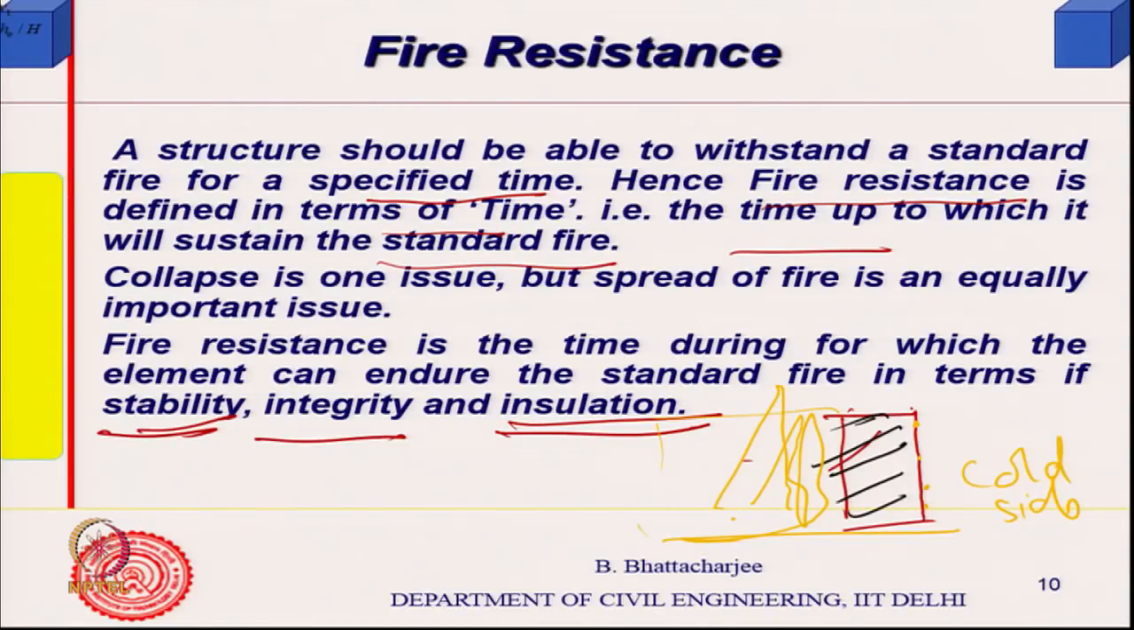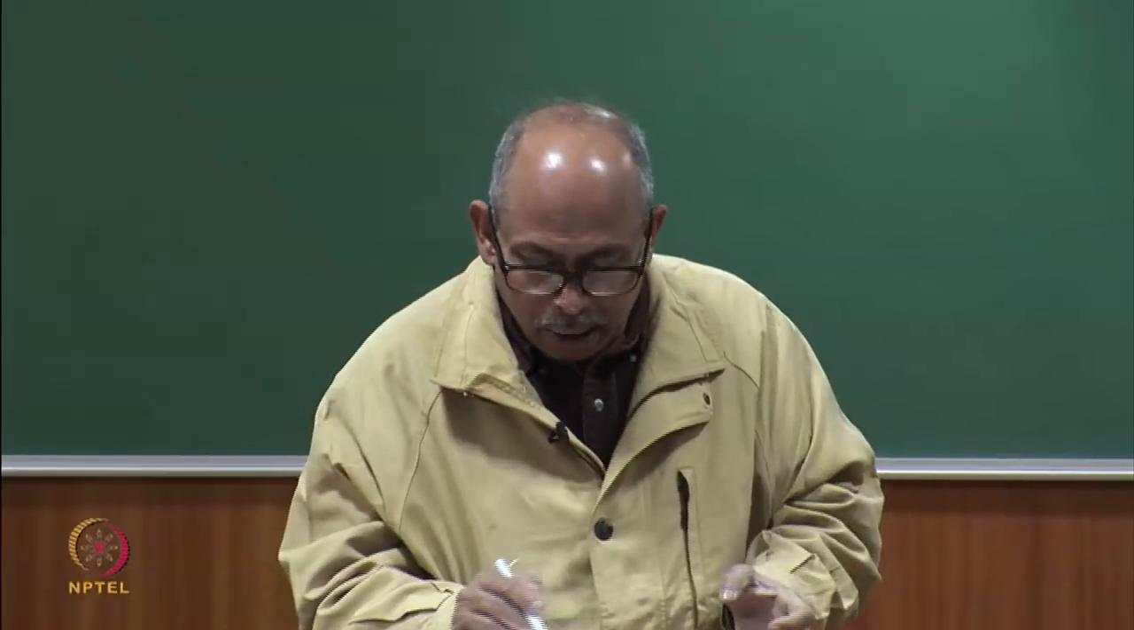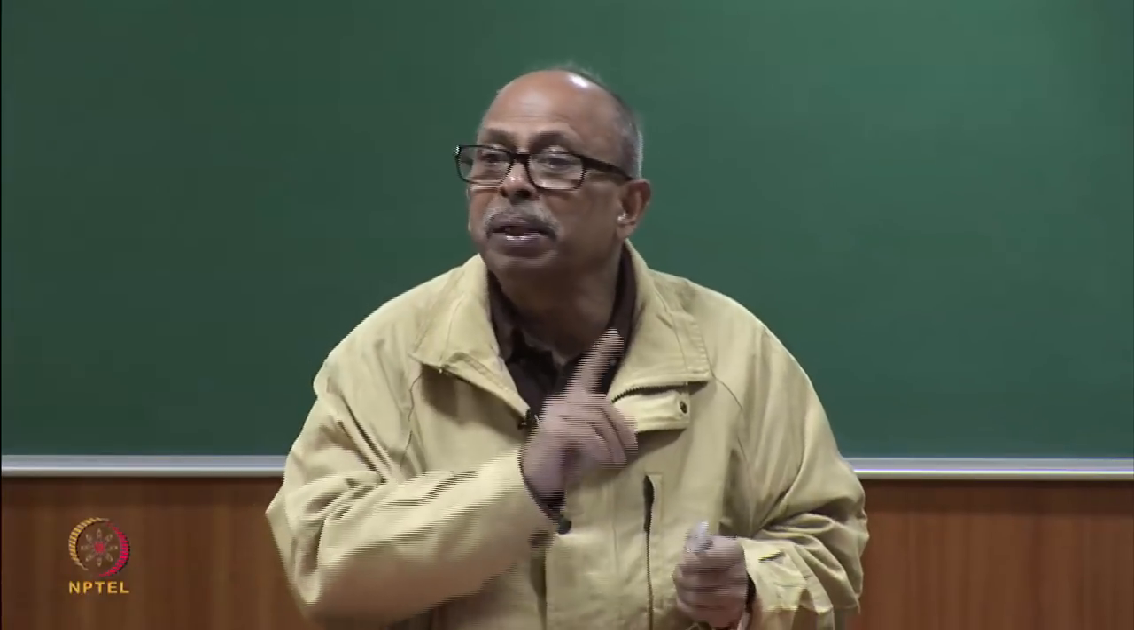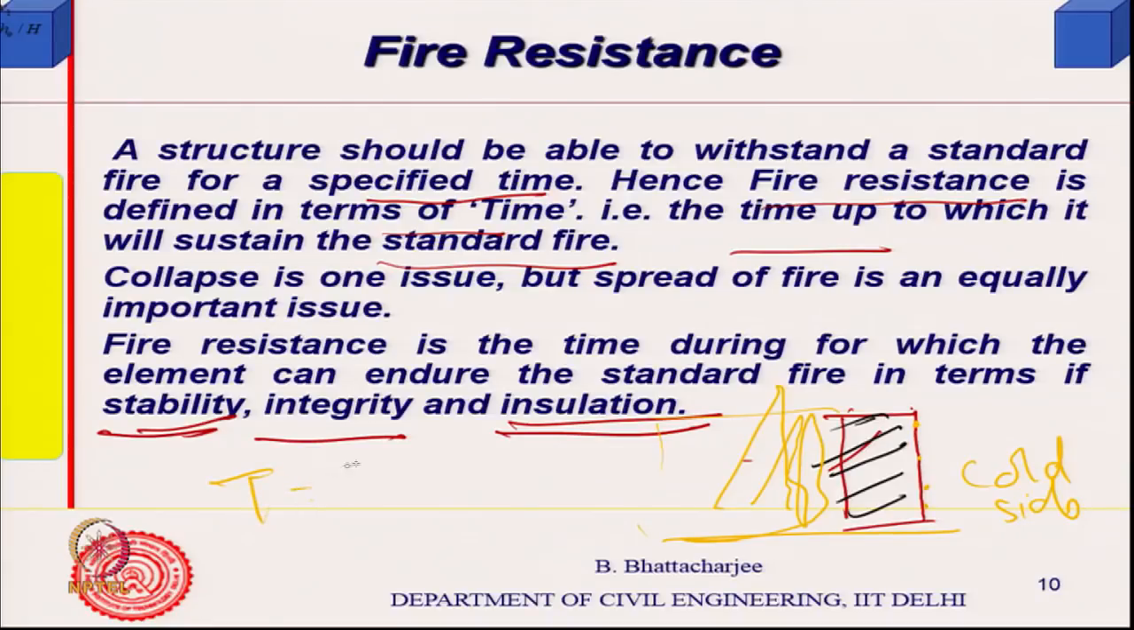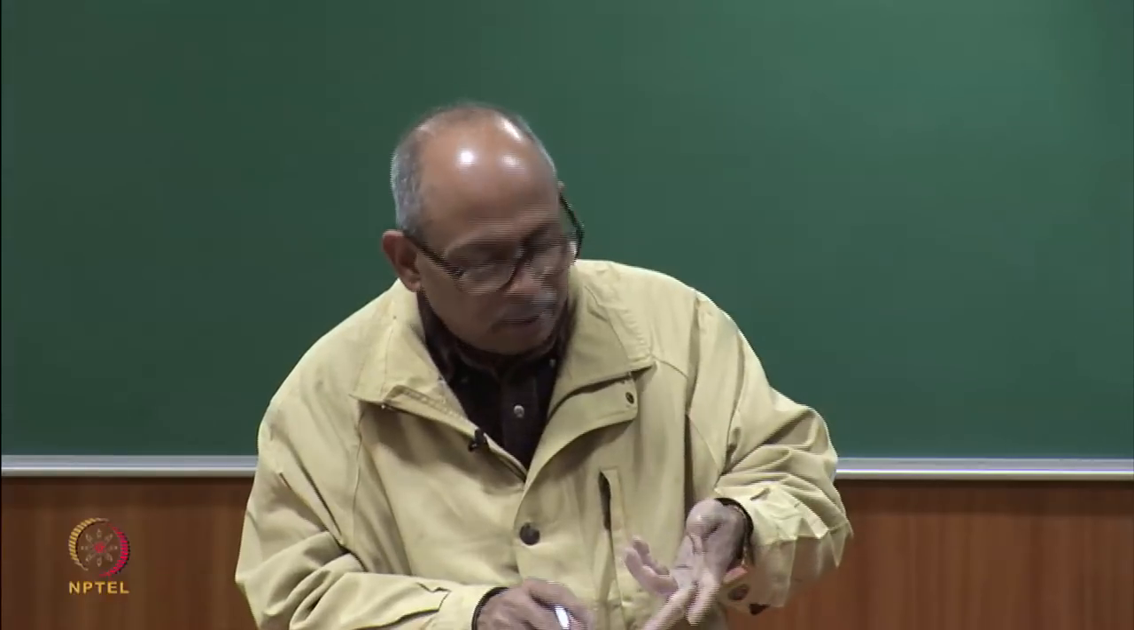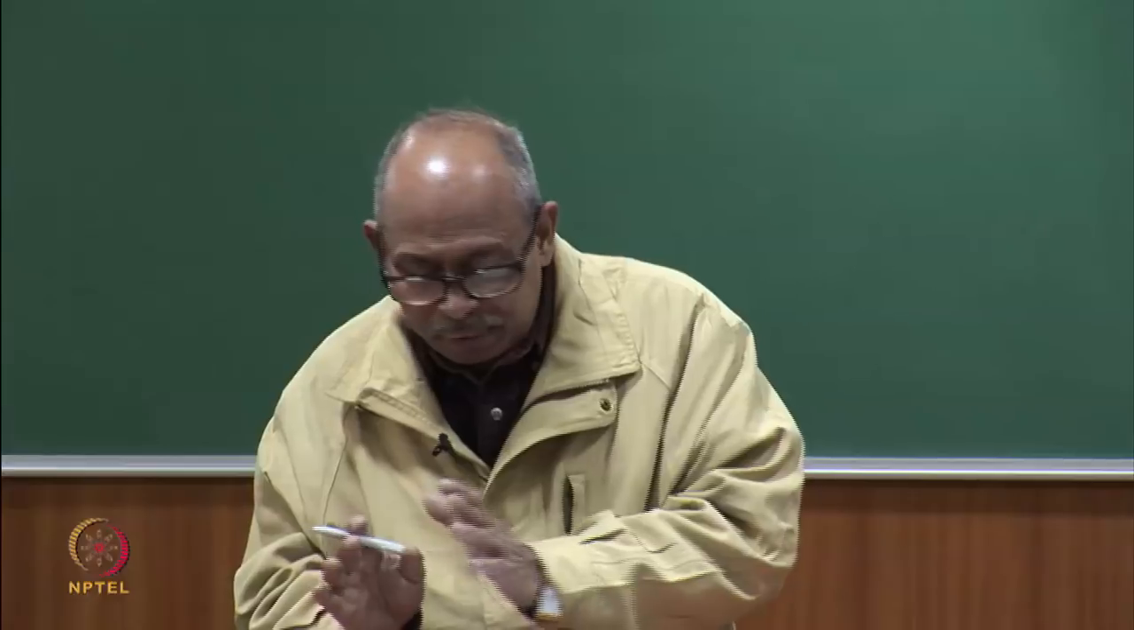You have a control room, a computer control system. You have to see that it maintains the standard time-temperature curve, T equals T0 plus 345 log10 (8t plus 1). So you need a controller, it is a controlled system. The cold side temperature you measure, and on the hot side obviously you will have thermocouples, and you will continuously measure the gas temperature, because that is how it is defined. It is in terms of gas temperature, not the surface temperature.